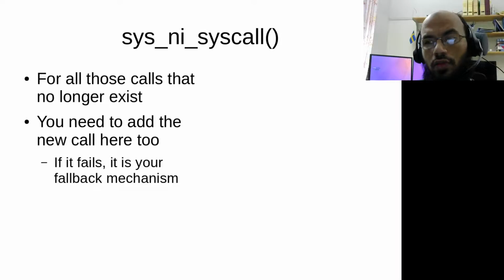So for backwards compatibility, you should actually add this to this file as something that has already been deleted, no longer exists. But also, you need to add your new call here too. And the reason is it provides failure mechanisms so that you can fall back to this. So suppose that you did not get your implementation right for the system call, you don't want your whole system to break because, well, the system call does not exist, right?